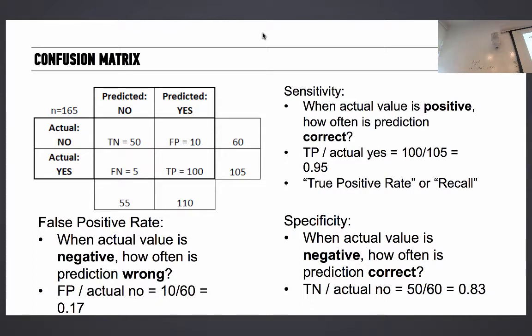If I told you I have one test with a very high sensitivity, low specificity, versus a test with very high specificity and low sensitivity, which would you rather take? Well, if the test had a high sensitivity, describe to me what that means. If the test has a high sensitivity, what does that mean? Yes, that's right. It's correct more often, or it has a high rate of being correct?